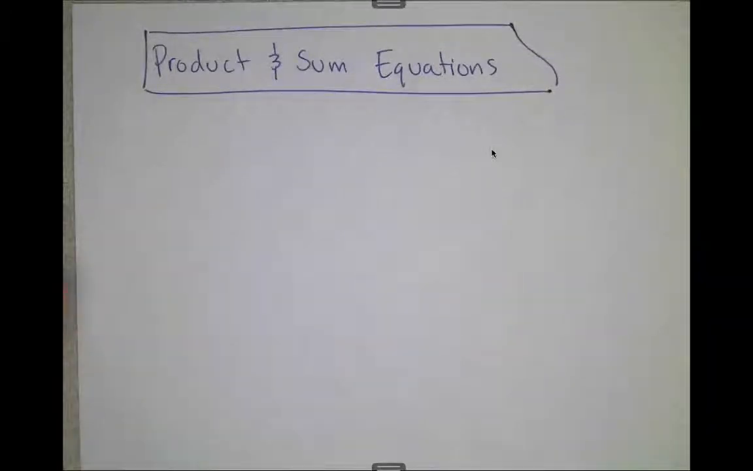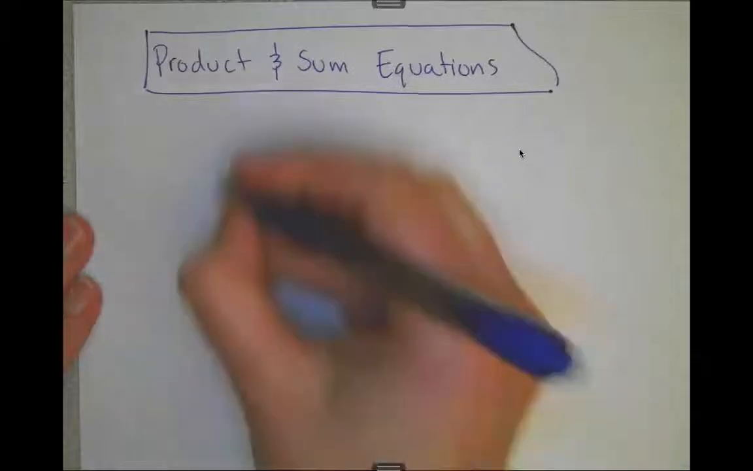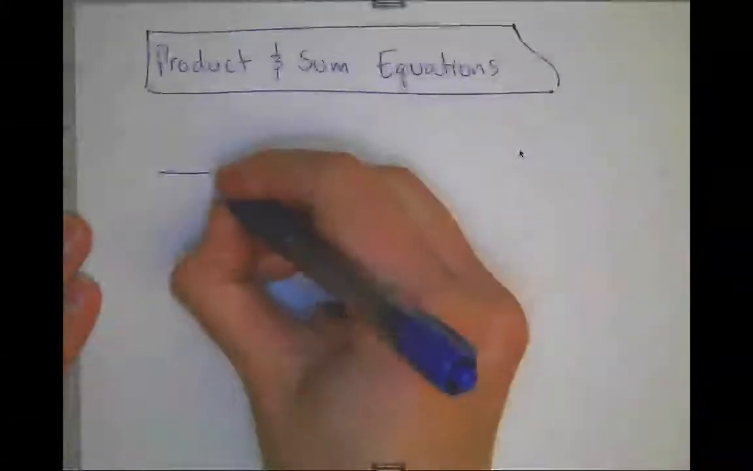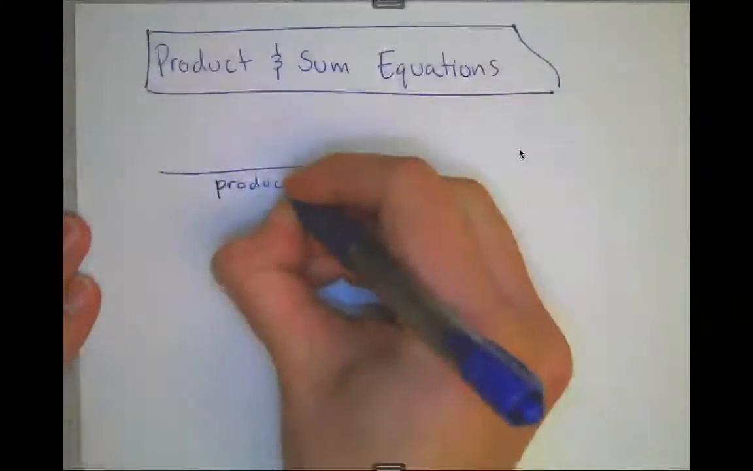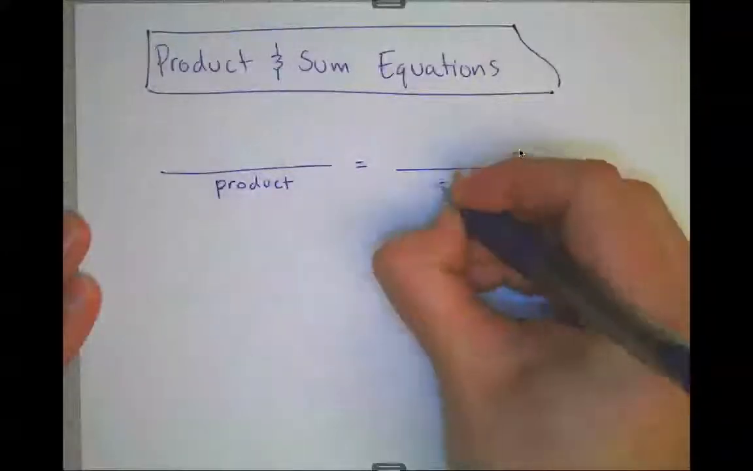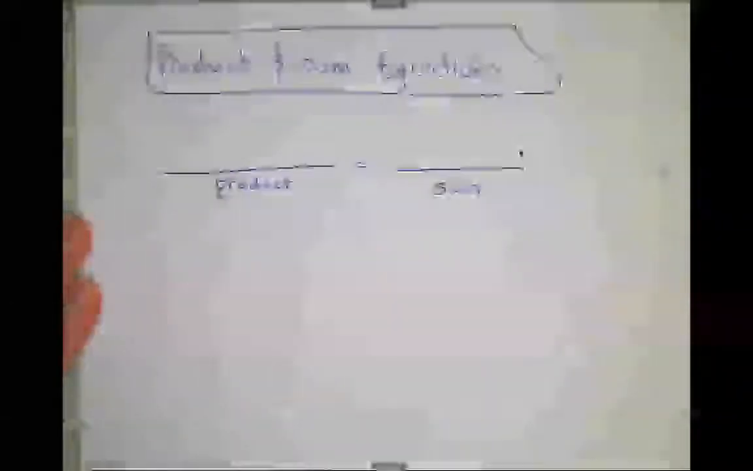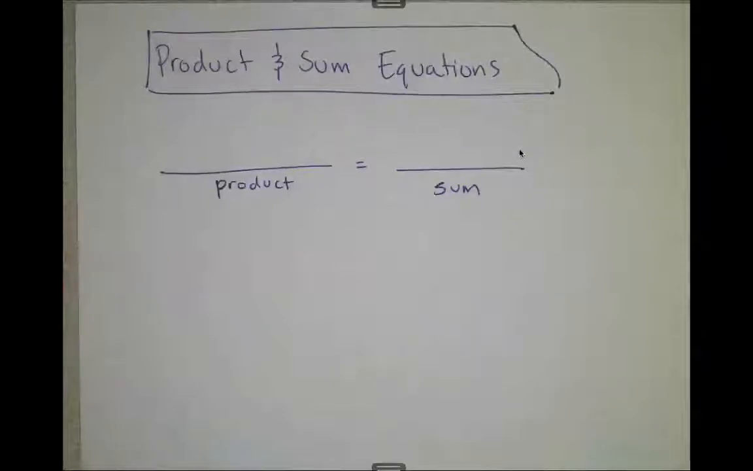Alright, so something we have been working on in class a lot is how to change something that's in the form of a product into the form of a sum. And we've been doing this using a rectangle strategy. It's called the generic rectangle.